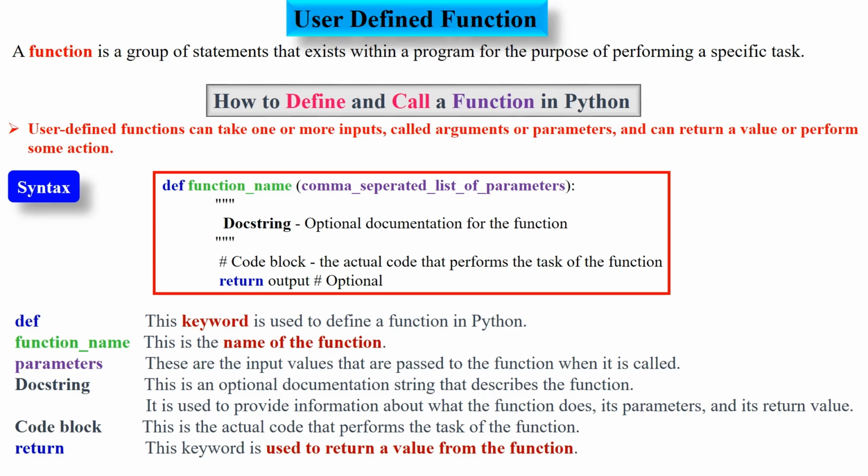Code block: this is the actual code that performs the task of the function. It should be indented and start on the line after the function definition. Return: this keyword is used to return a value from the function. It is optional and can be used to return a value or object to the caller. If no return statement is specified, the function returns None by default.